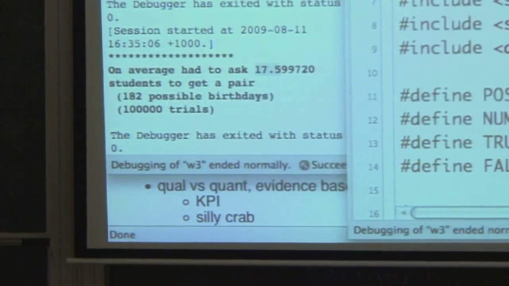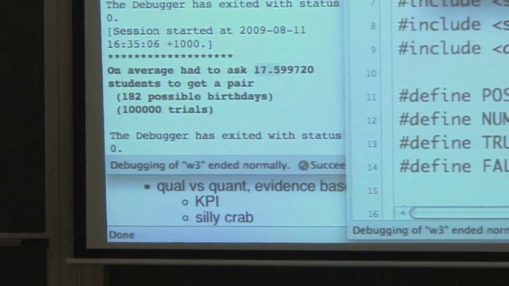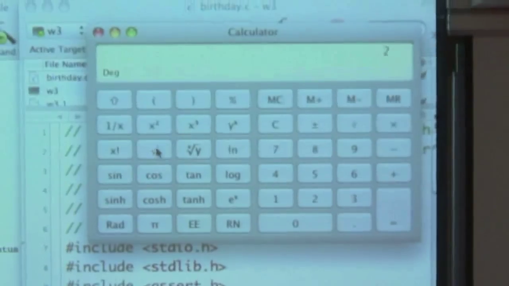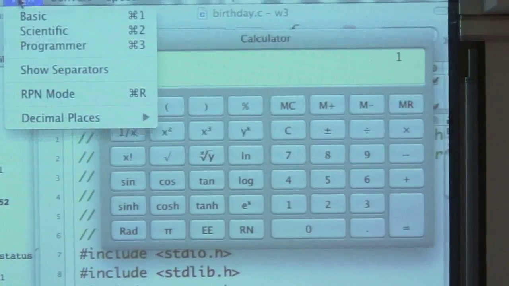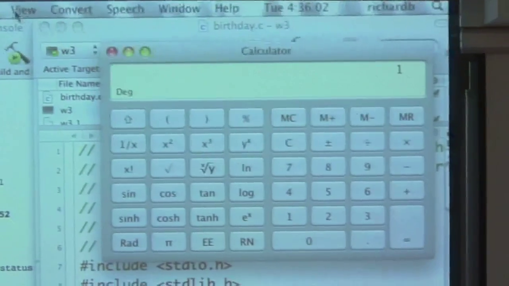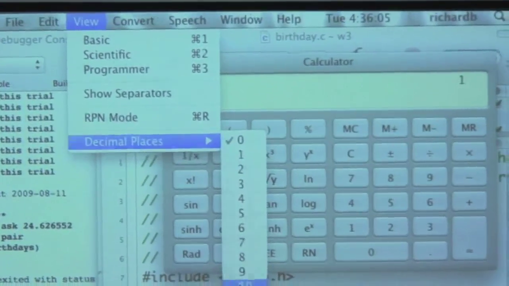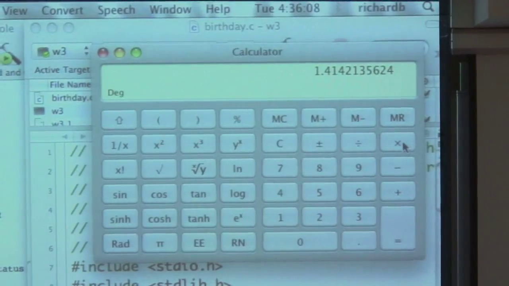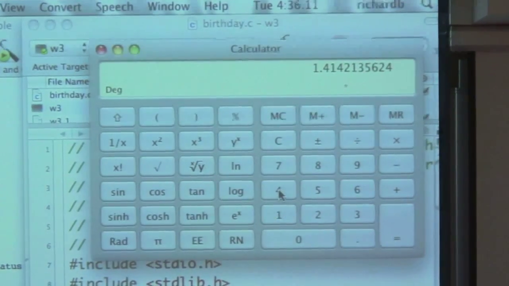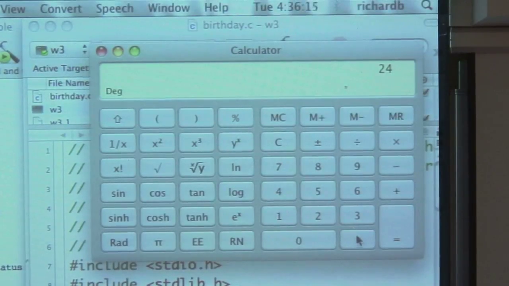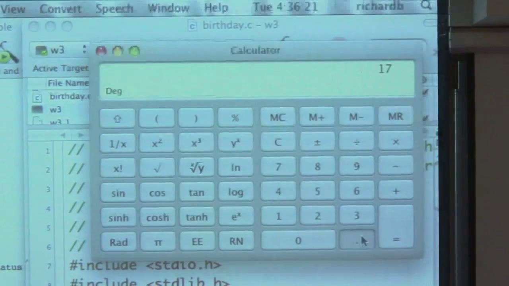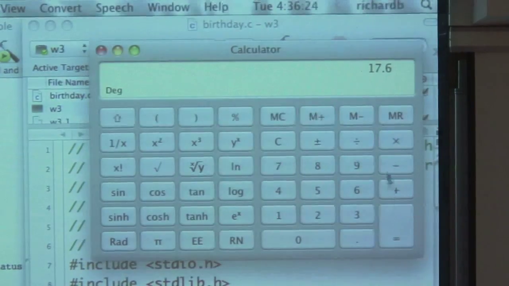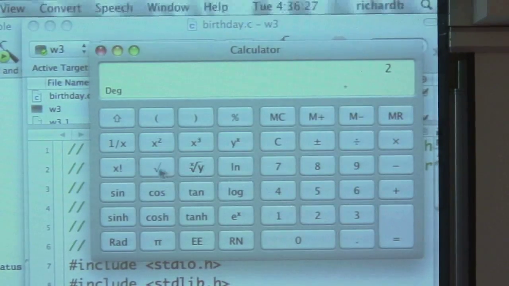Calculator. 24.5, did someone say? That sounds too good to be true. So the square root of 2, I think I have to change what sort of calculator it is. I want a scientific calculator, please. Number of decimal places, I'll have 10 decimal places, please. All right. Sorry, I went the wrong way. 17.6 times the square root of 2 is 24.89, approximately right.